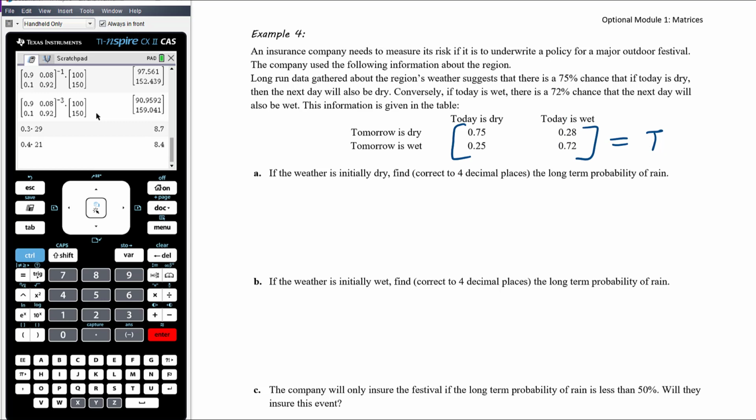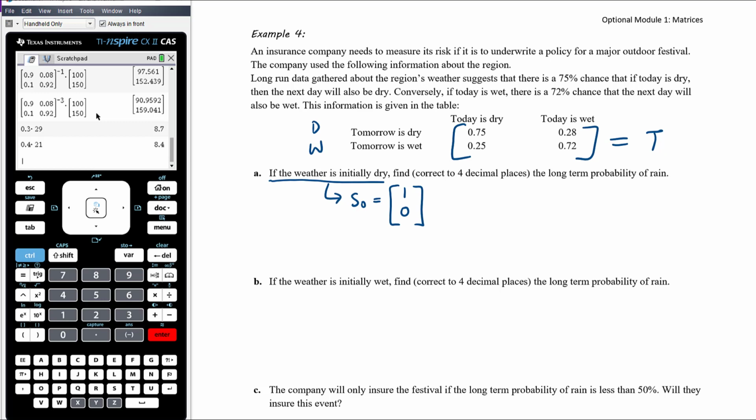If the weather is initially dry, S0, so we've got dry and wet. Dry is the top row and wet is the bottom row. So it's definitely dry: a probability of 1 that it's dry, probability of 0 that it's wet. Okay. Find the long-term probability of rain.